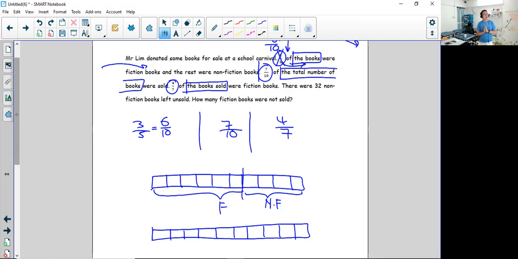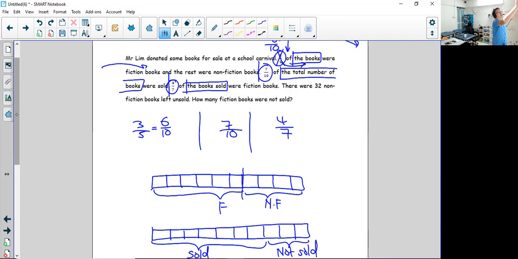And 7 boxes were sold. So let's label 7 boxes were sold, and the other 3 boxes must be not sold. Okay, clear? So you're drawn until here already. We have 2 models to compare. For harder problems, you find that sometimes you may need to draw 2 models to compare left and right, side by side, or one below the other. Next, 4/7 of the books sold were fiction books.